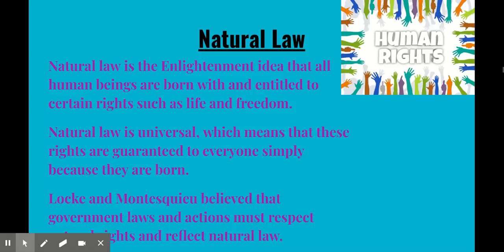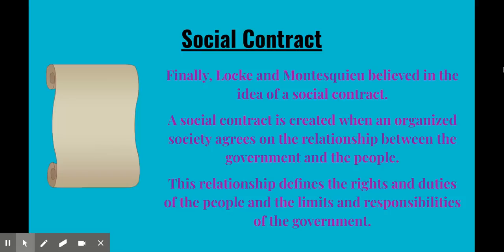The next idea that came out of the Enlightenment period was natural law. Natural law is the idea that all human beings are born with and entitled to certain rights, such as life and freedom. Natural law is universal, which means that these rights are guaranteed to everyone simply because they are born. Locke and Montesquieu believed that government, laws, and actions must respect natural rights and reflect natural law.